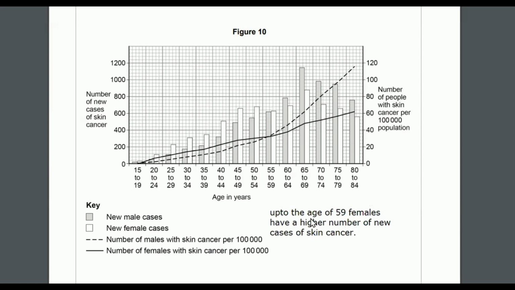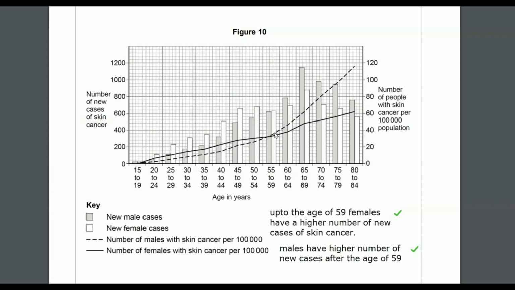When you're drawing conclusions, you want to say definite things that are 100% factually correct. And we can factually say that these white bars are taller than the grey bars. So females have more new cases of skin cancer up to the age of 59, because after that, males have higher. So we can say the opposite and get the 2nd mark by saying males have a higher number of new cases after the age of 59. Little cheat code. We said one, let's say the other.